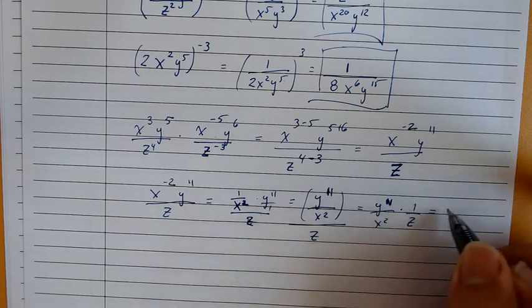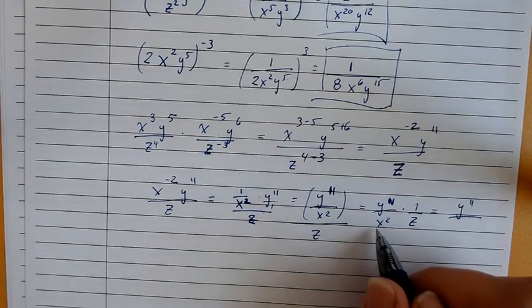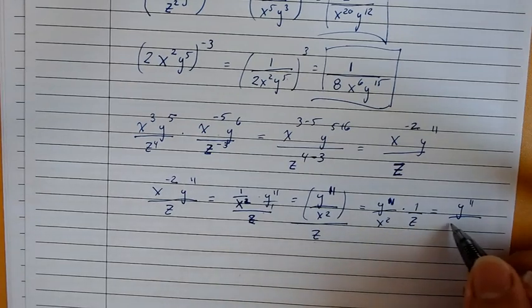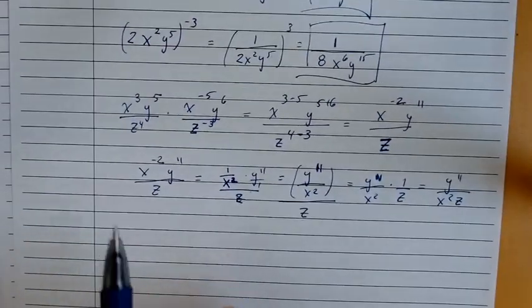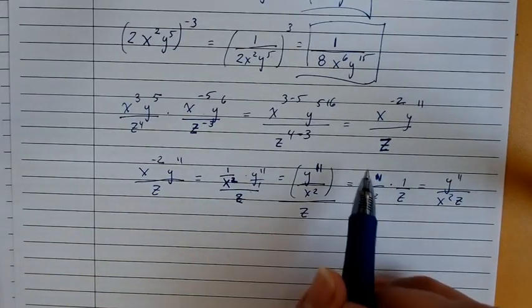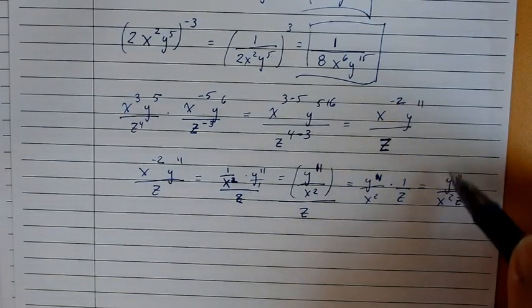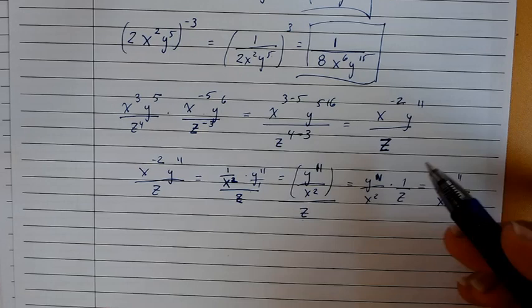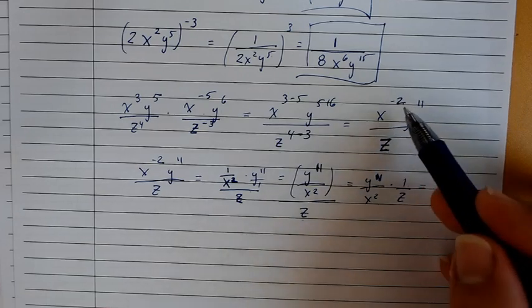Okay, so 1 times y to the 11th, that's y to the 11th. X squared times z is in your denominator. Okay? So that's the formal way to do it. Officially, that's what's going on. But notice what the answer is. Y to the 11th stayed right where it was. The z stayed right where it was. It was in the denominator. The only thing that changed was x to the minus second.